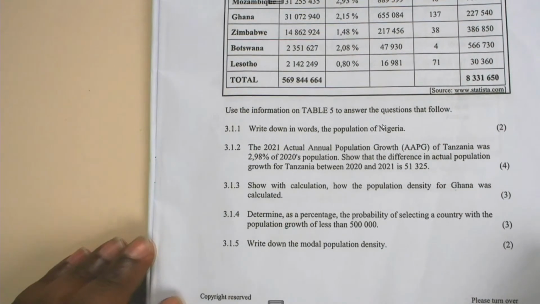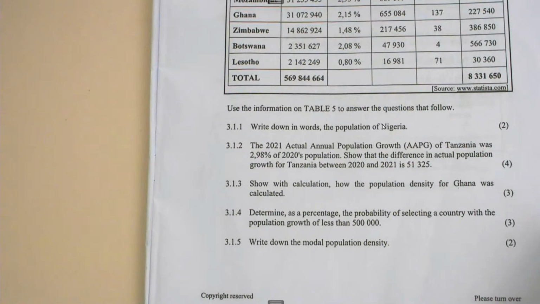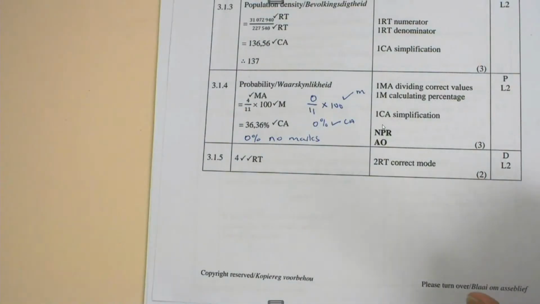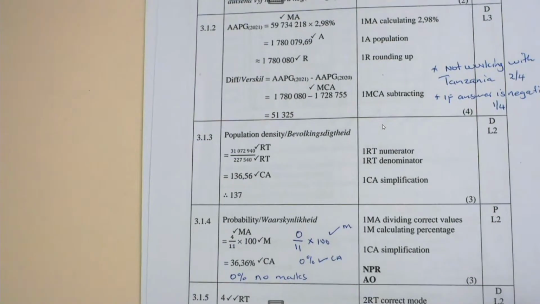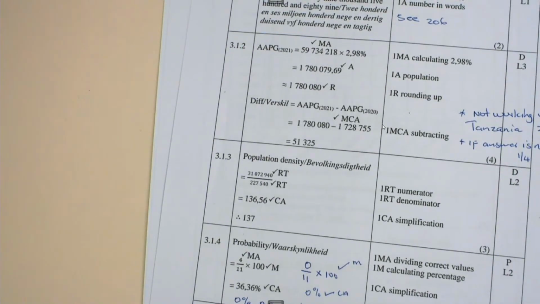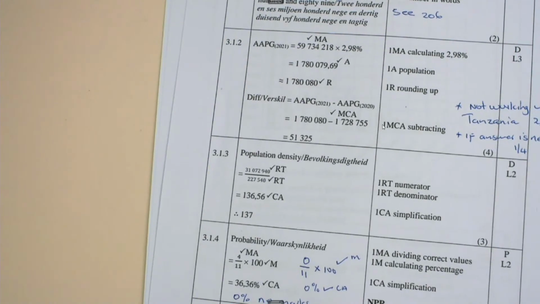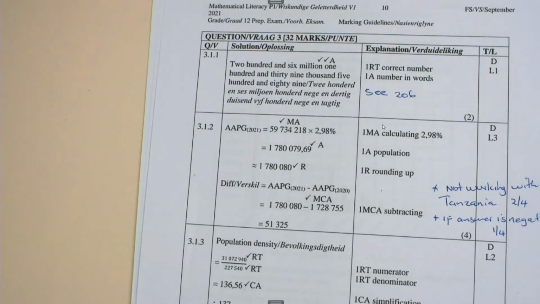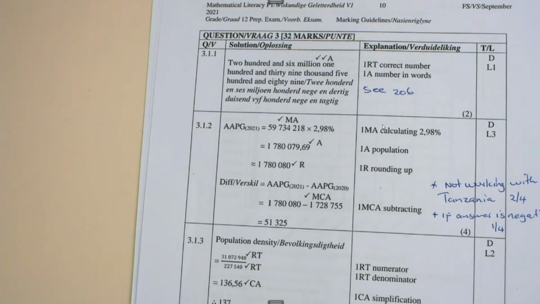Question 3, the information is given, colleagues. Then the questions. It says use the information in table 5 to answer the questions that follow. Write down in words the population of Nigeria. So the answer is 206,139,589. That is the answer to that question.